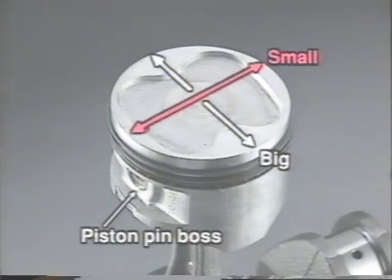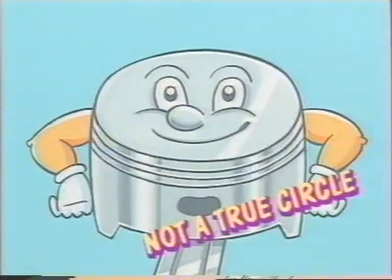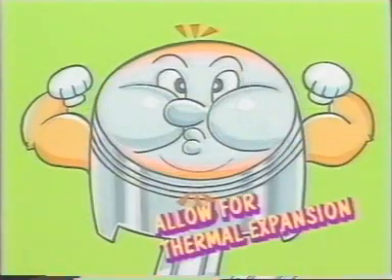The piston is not a complete circle, but is somewhat elliptical in cross-section. The diameter in the direction of the piston pin is slightly smaller to allow for thermal expansion of the piston pin boss.